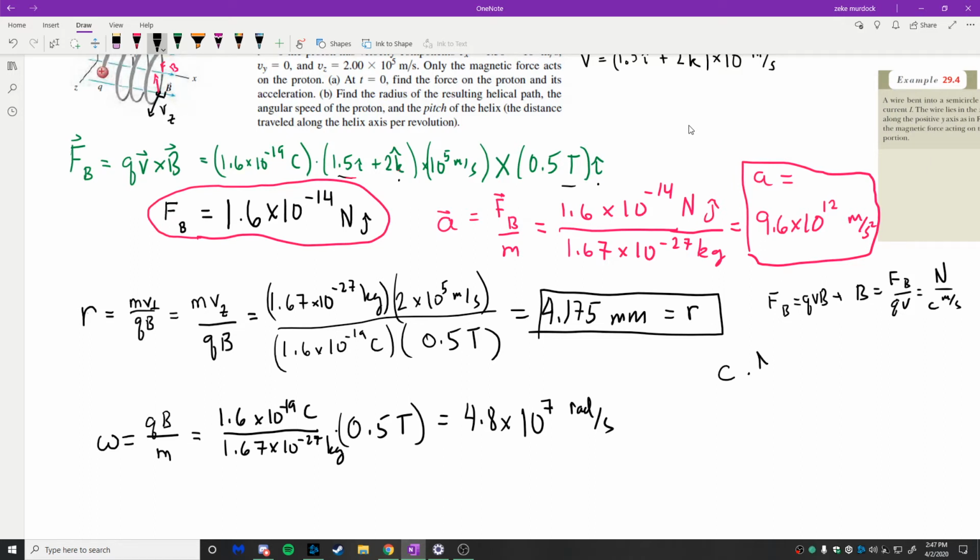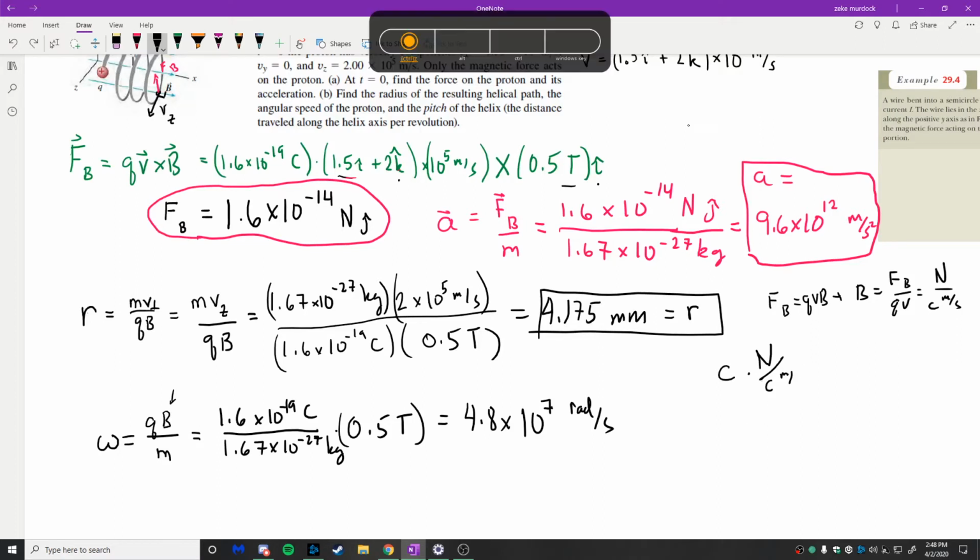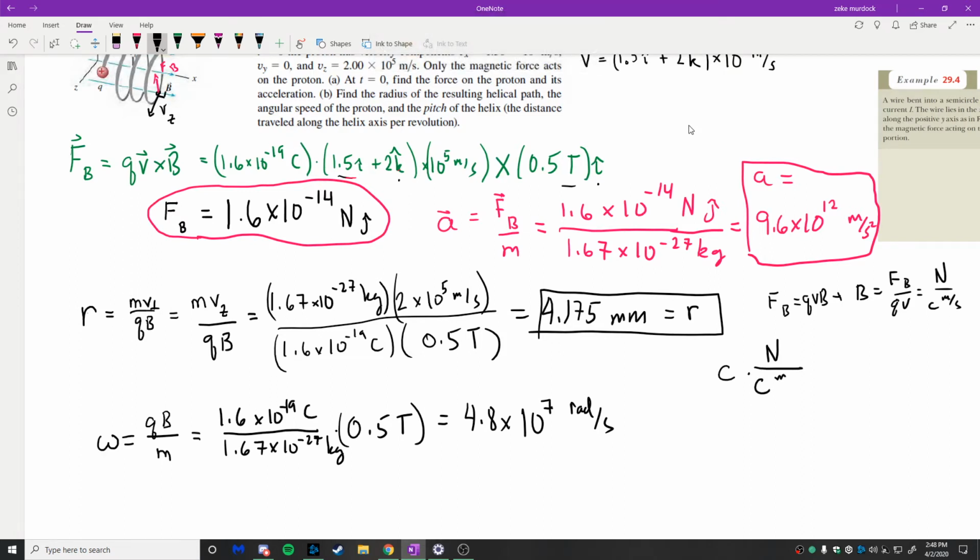So I'll just put in here that the units for B, that's what we're doing now, are newtons divided by coulomb times meters per second, all of this in the denominator. Let me just say it's newtons divided by coulombs and then meter per second right here, and all of that, put in parentheses, is divided by the units for mass, which is kilograms.